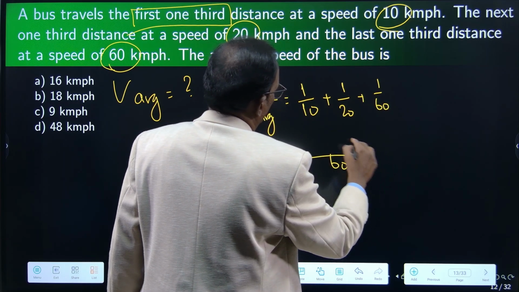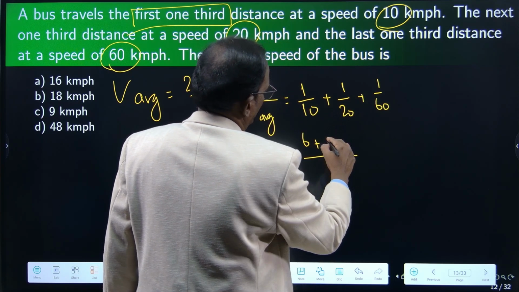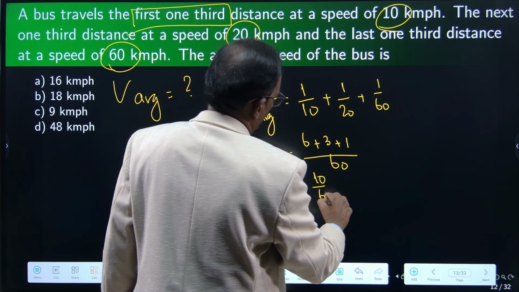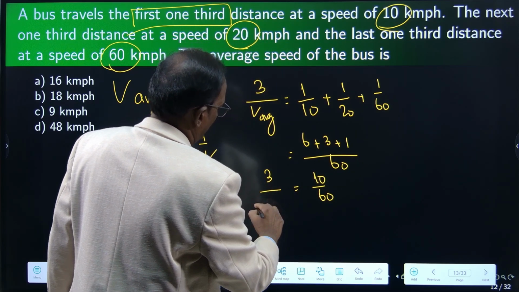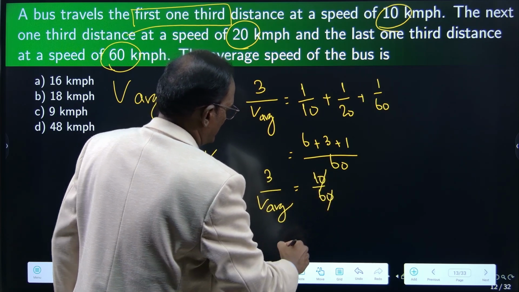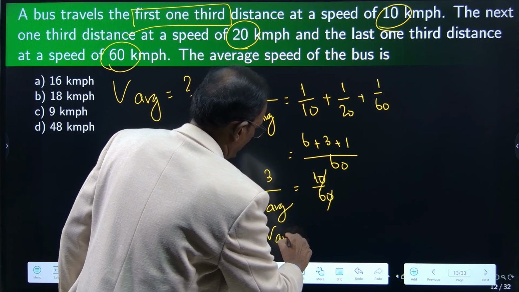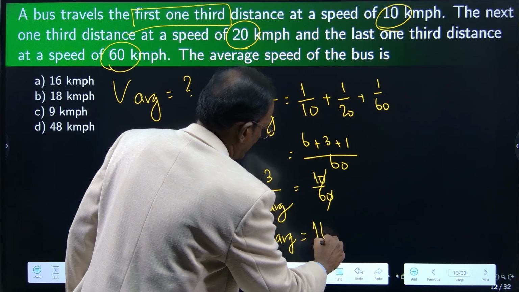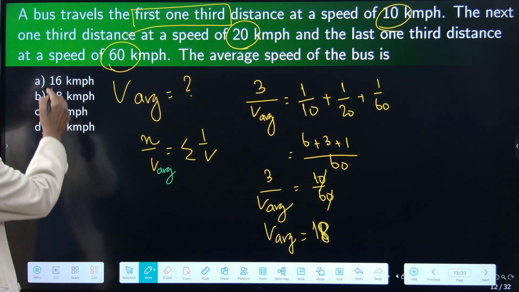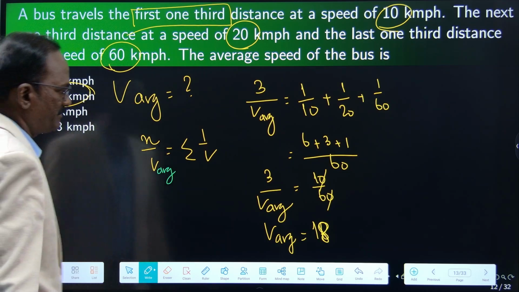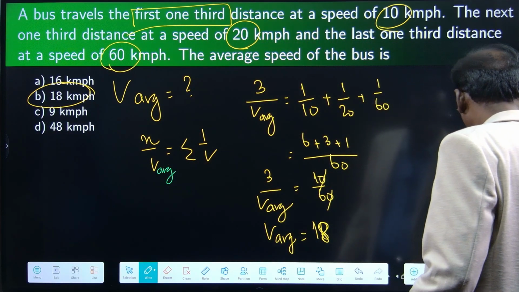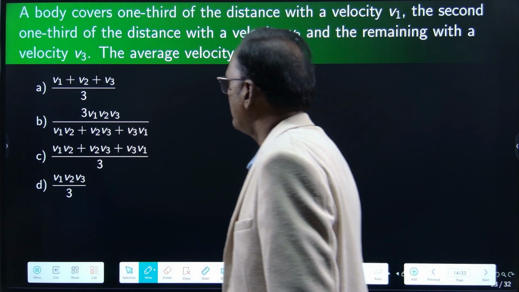Let us take LCM 60, 6 plus 3 plus 1, so this is 10 by 60. 3 divided by V average. We can remove 3 into 6. V average, if you cross multiply, 3 into 6, 18 kilometer per hour, option B. Simple. You please remember this formula only. For such problems, it is enough.